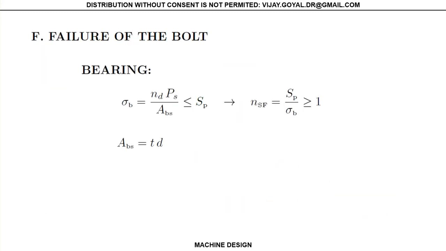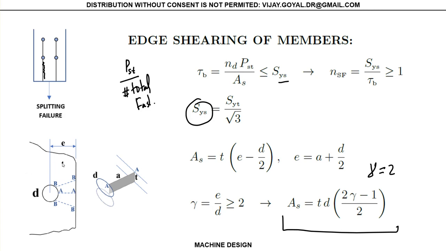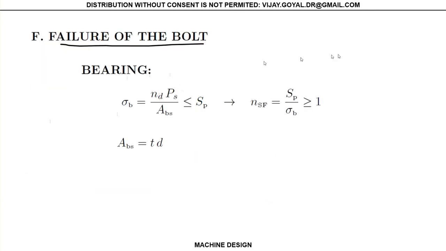Then you have bearing failure. Now this is the failure of the bolt. Okay, these were failures of the members. So we are talking about these members. Now you have bearing. So bearing stresses apply to the load, and this is PS. Remember, this is the number of fasteners per row. That's what this PS really means. And then this is the same as the diameter times the thickness.